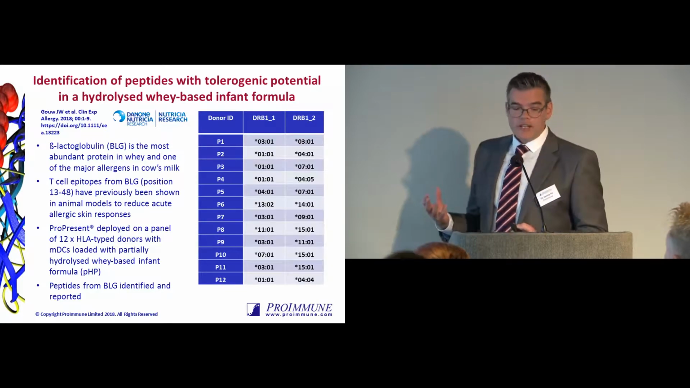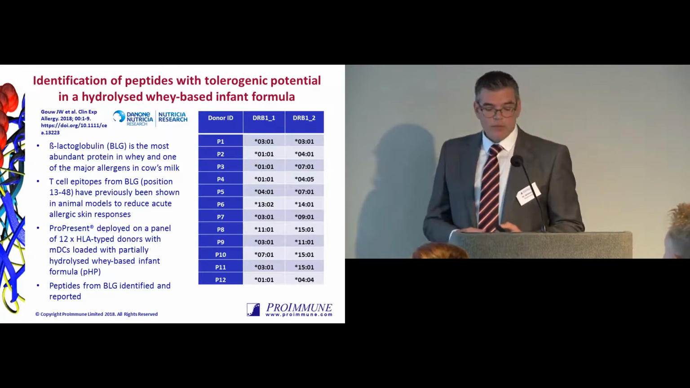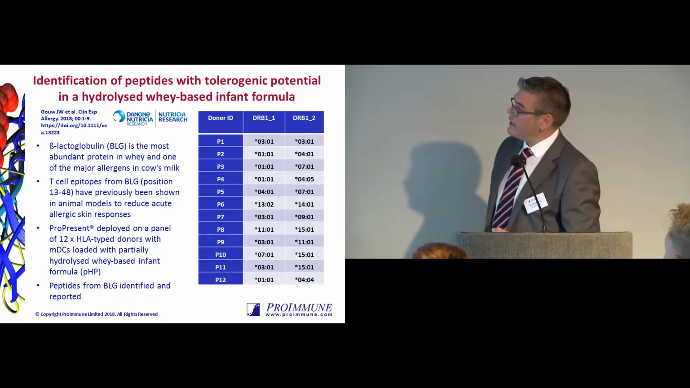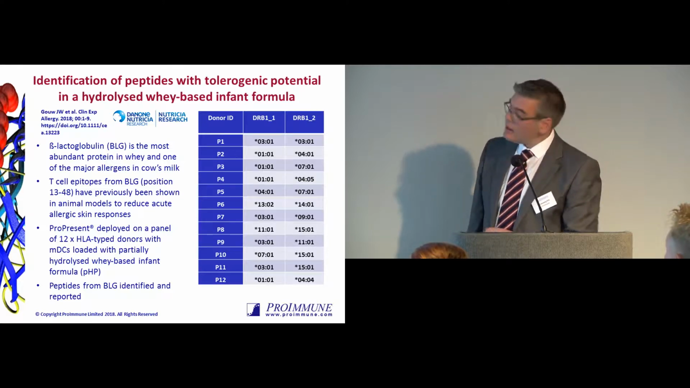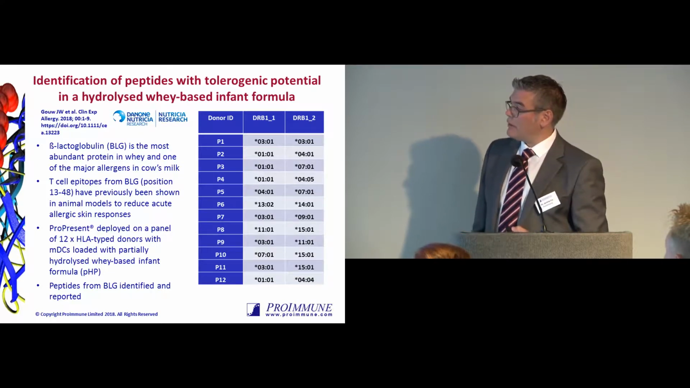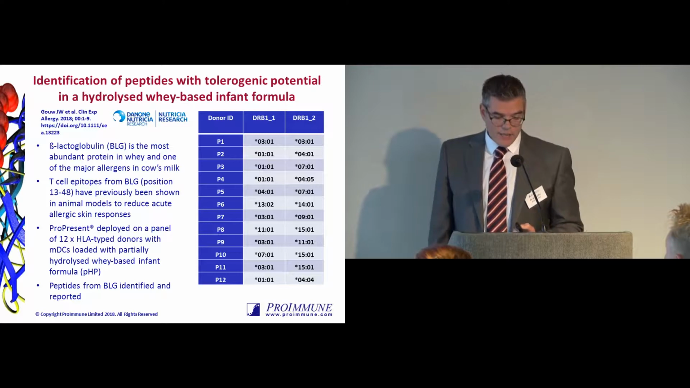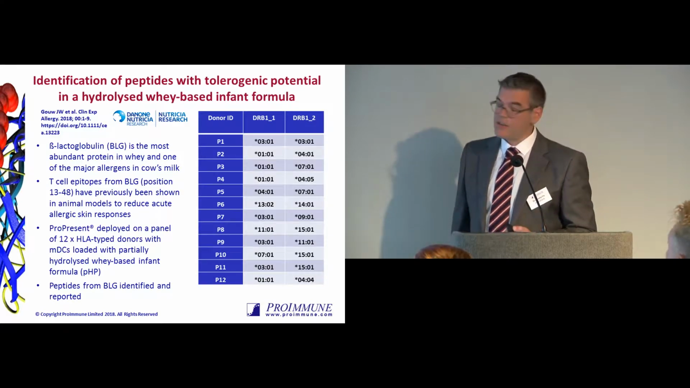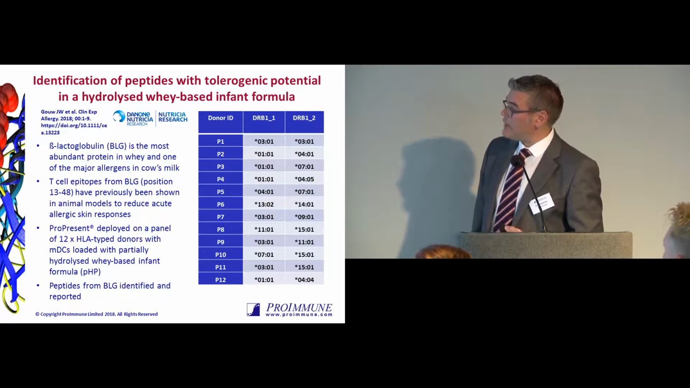So this particular project is where Danone came to us. They wanted to understand particularly beta-lactoglobulin, which is a very key component. It's the most abundant protein in whey and one of the major allergens in cow's milk formula. Now, T-cell epitopes from beta-lactoglobulin have previously been shown in animal models to reduce allergic skin responses. And so this particular portion of the protein, position 13 to 48, has been well characterized.